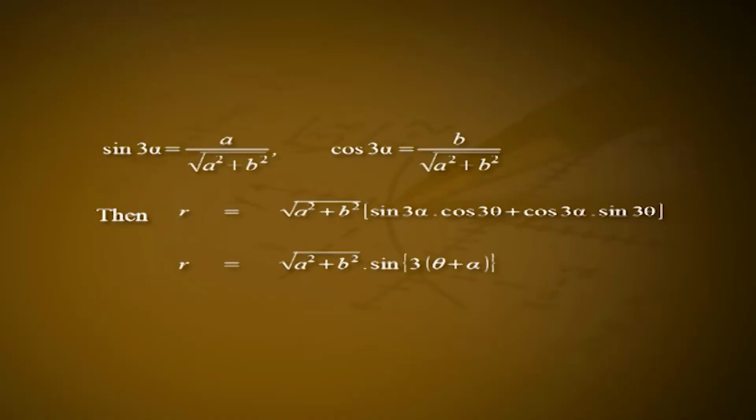Fifth one, when r is equal to a cos 3 theta plus b sin 3 theta, introduce sin 3 alpha is equal to a by square root of a square plus b square and cos 3 alpha is equal to b by square root of a square plus b square. Then r is equal to square root of a square plus b square into sin 3 alpha cos 3 theta plus cos 3 alpha into sin 3 theta. r is equal to square root of a square plus b square into sin 3 into theta plus alpha.